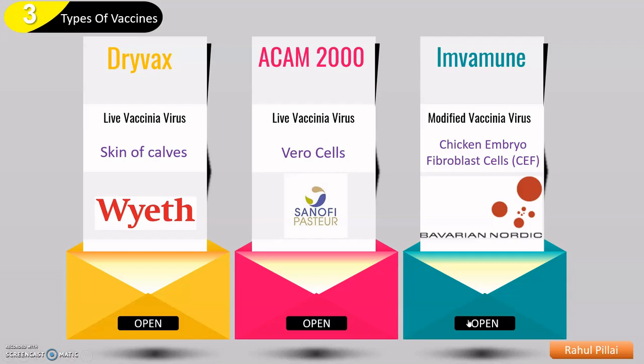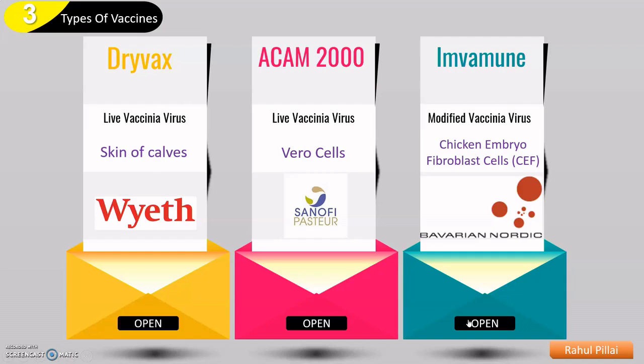Dryvax was cultured in the skin of calves, while ACAM2000 is cultured in vero cells, that is, kidney epithelial cells of African green monkeys. Imvamune is cultured in chicken embryo fibroblast cells placed in a serum-free medium.